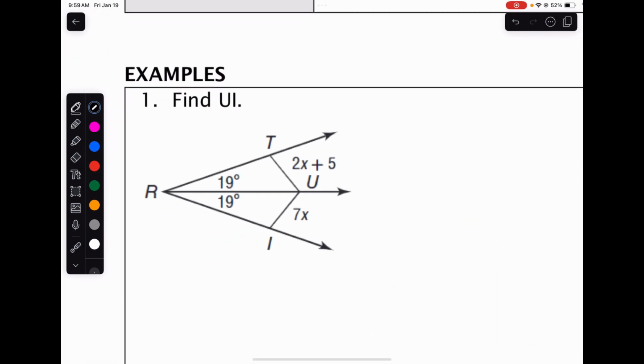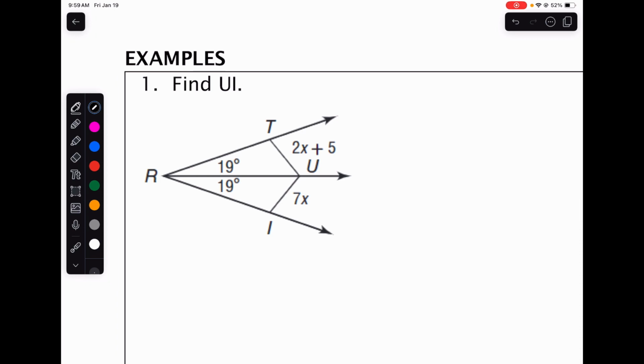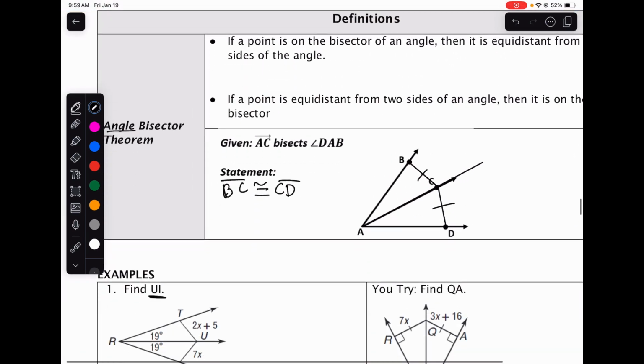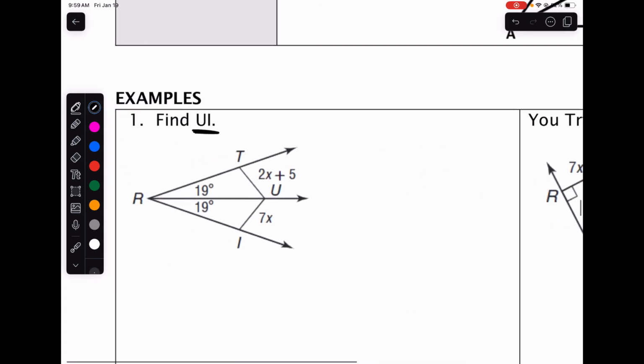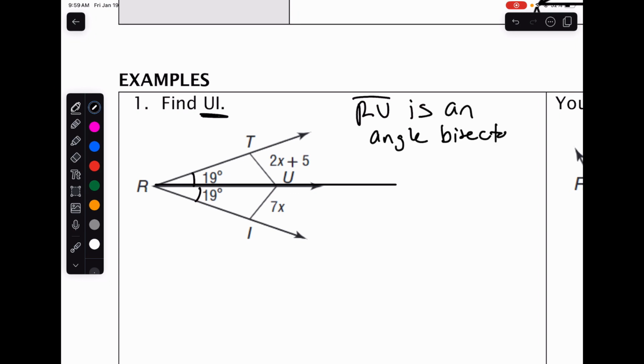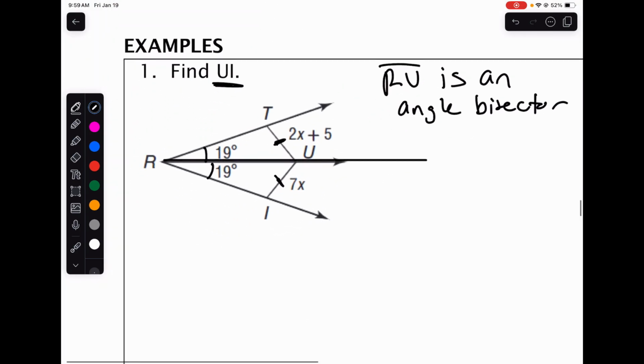All right, so here it says find UI. Now, right off the bat, we have to make sure that we are even able to apply this theorem, right? In order to apply this theorem, we need to know that we have an angle bisector. Now, they didn't tell us that we have an angle bisector, but because we know that these two angles are equal, we can conclude that RU is an angle bisector. So because of that, we know based on the angle bisector theorem that these two lengths are going to be equal to each other.